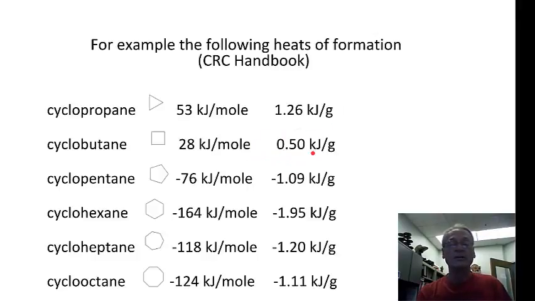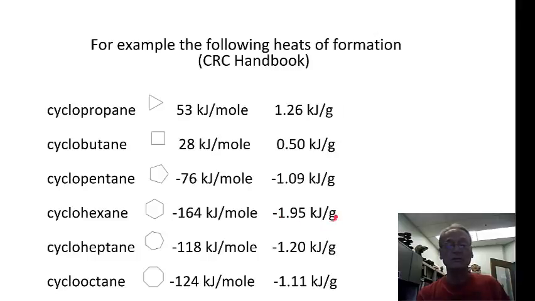Cyclobutane has less energy, 0.5 is less than 1.26, so therefore it's more stable than cyclopropane, but it's still a positive number, which means cyclobutane still has quite a lot of energy compared to other substances. When we get cyclopentane, we see that it's now negative, which means it's even less energy than cyclobutane. Obviously, -1 is a smaller number than 0.5. And so as we go from 3 to 4 to 5, they're getting less and less energy.